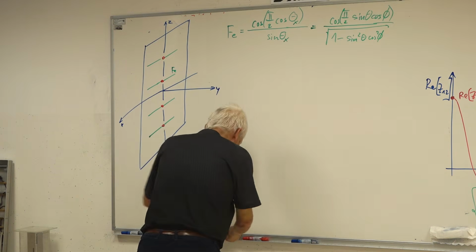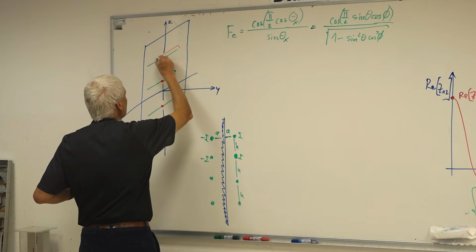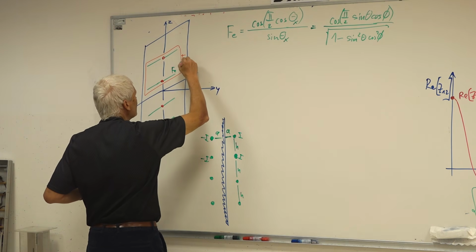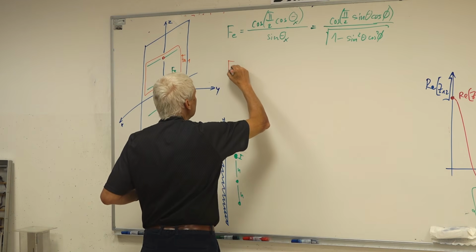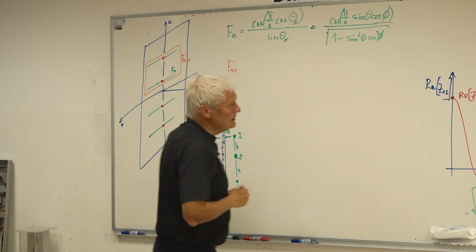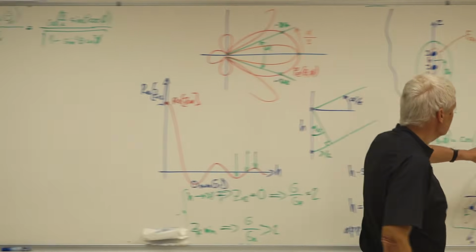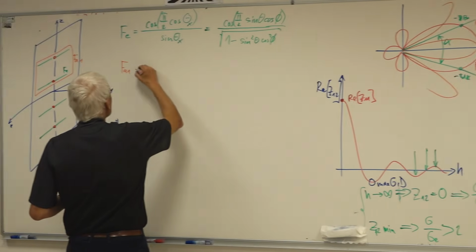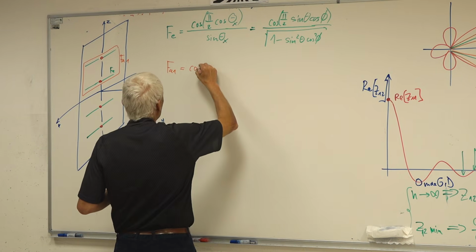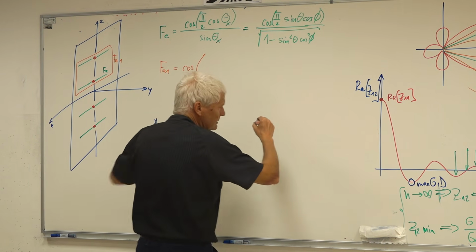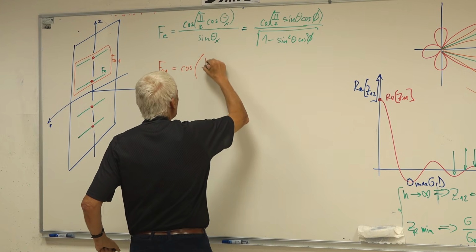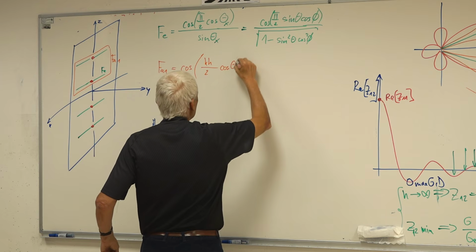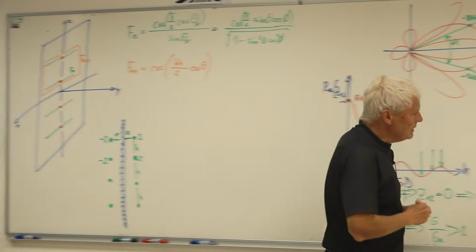Then I have an array of two elements at the spacing h. So this is f array 1. We already did that, we have it here. F array 1 at the spacing h is now cosine. It's a broadside array, so there is no phase difference. kh, h half, cosine of theta. Okay? And that's okay as it is.